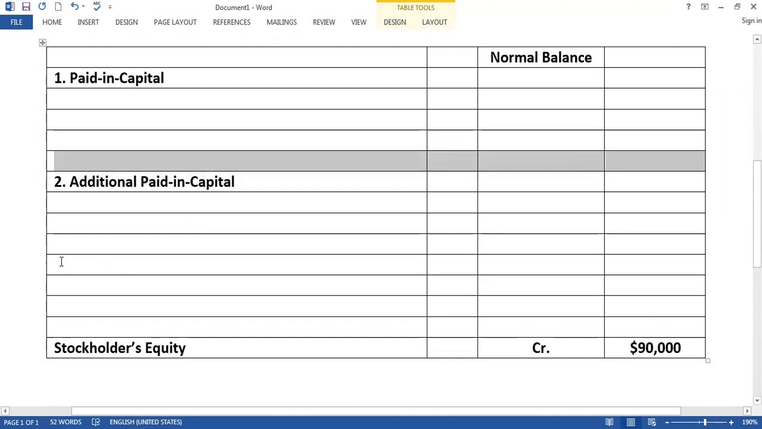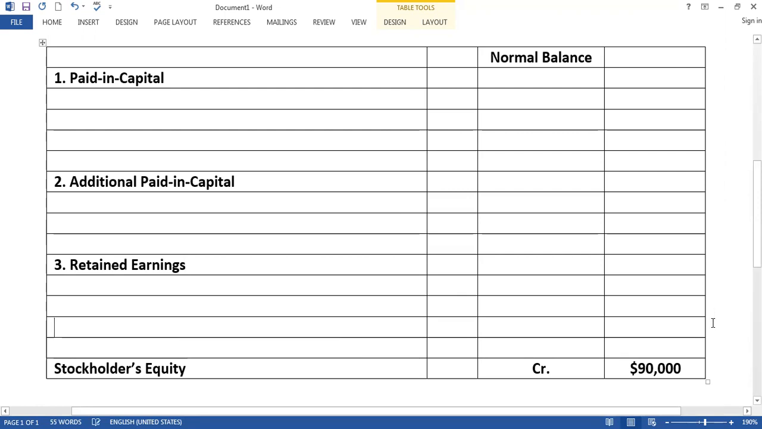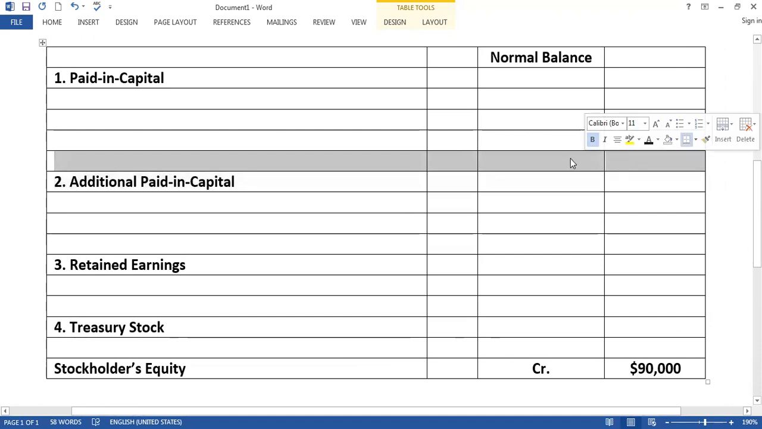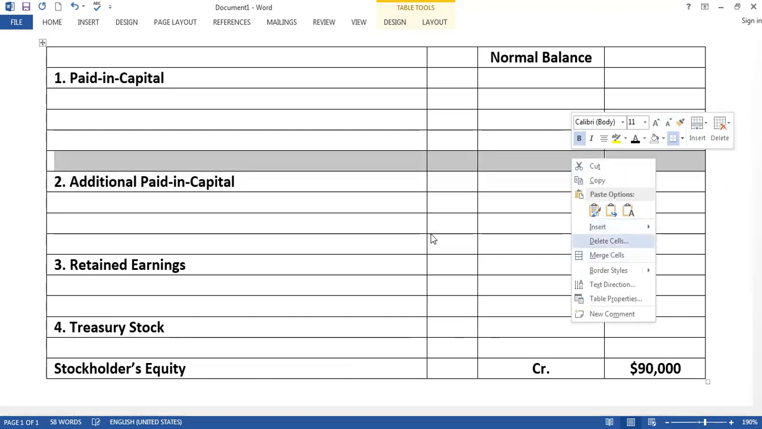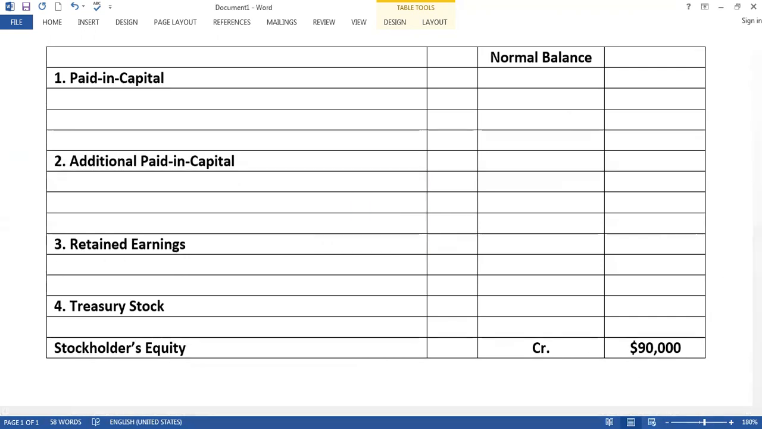Then third component, retained earnings. And fourth component, treasury stock. Okay, so we assume that these are the four components. These are the four components of stockholders' equity.